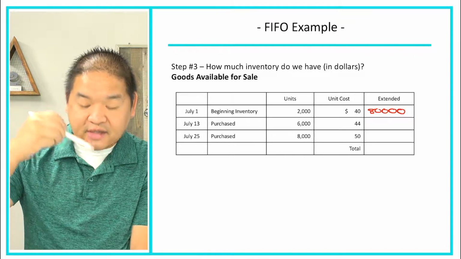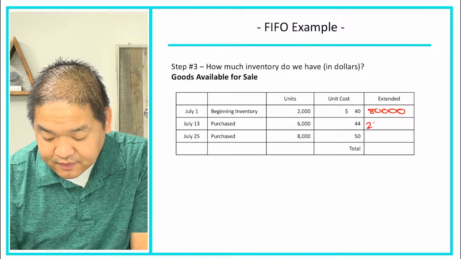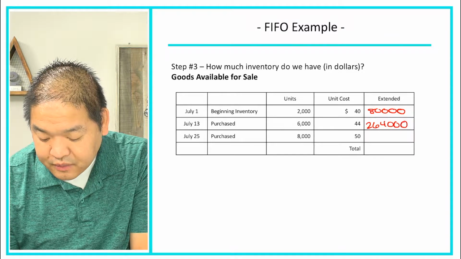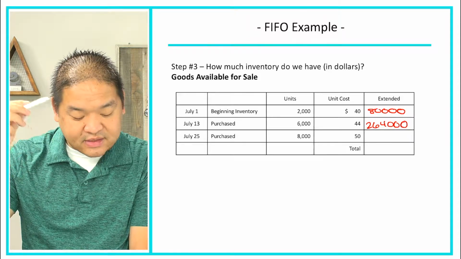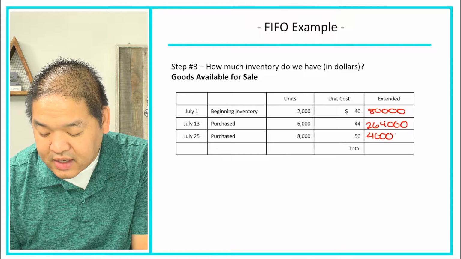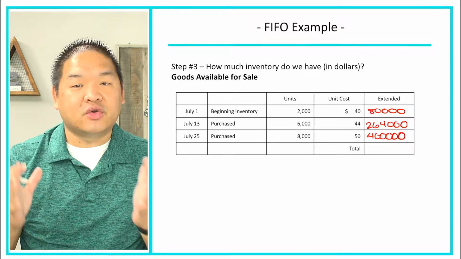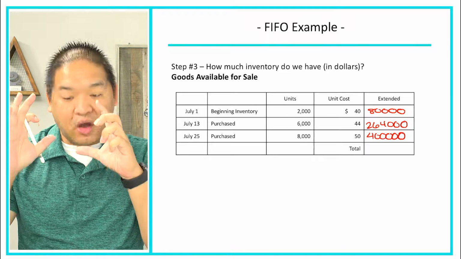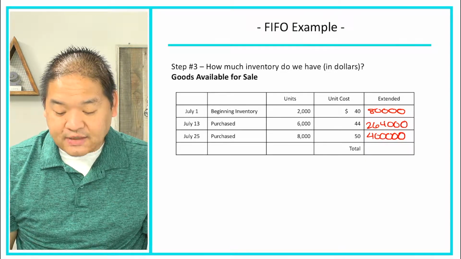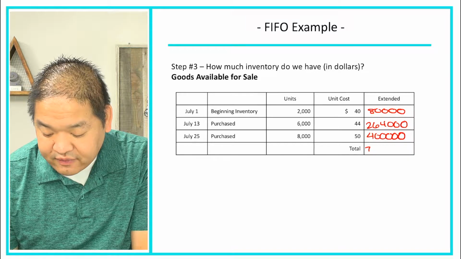If I do 6,000 times 44, I'm going to get 264,000. And then if I do 8,000 times 50, I'm going to get $400,000, okay? So again, once we've lined it up, the next best thing to do is create another column and then put in all of our extended costs. Now, once we have that, we're going to total it down. So we're going to total it down to 744.